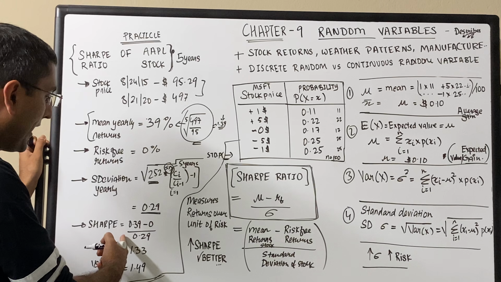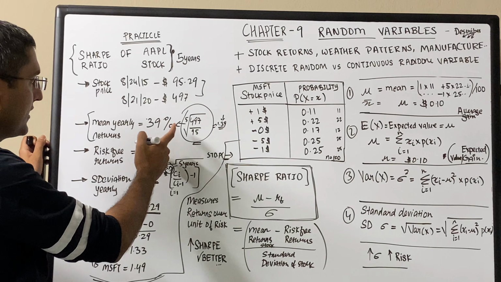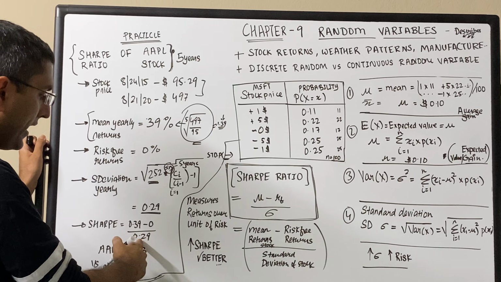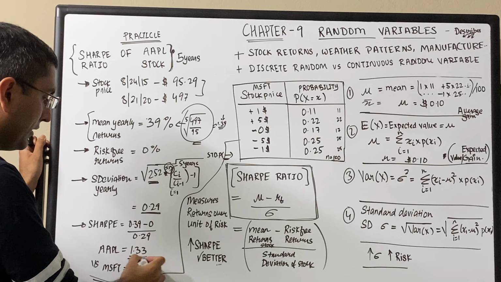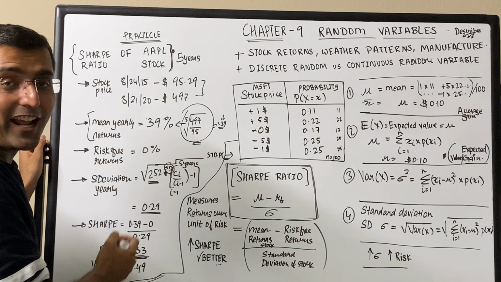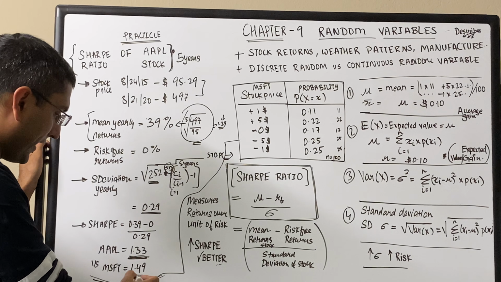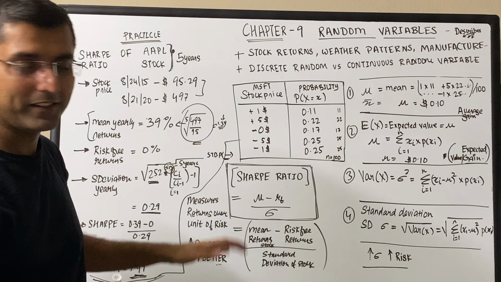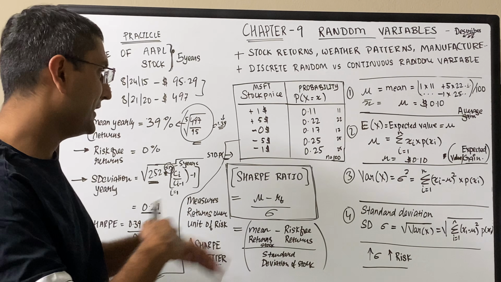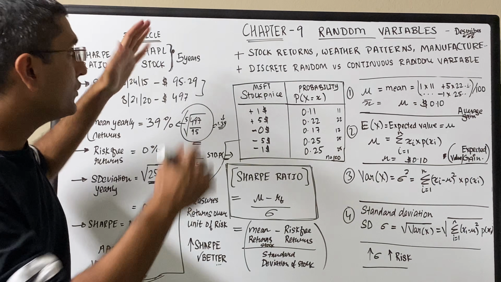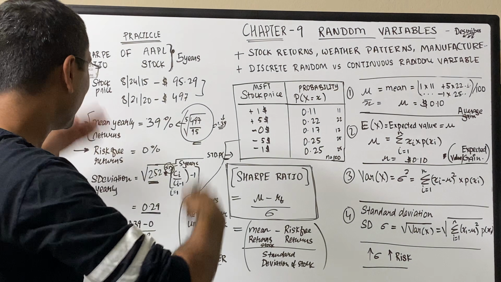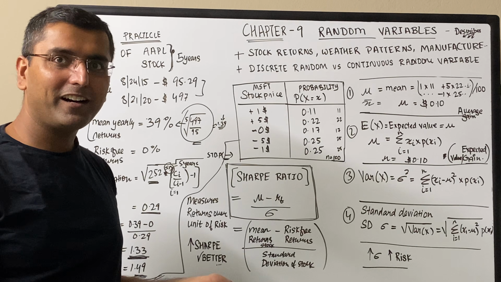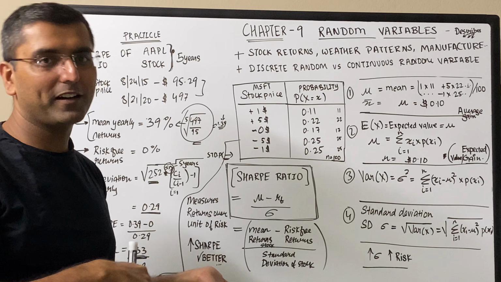And so the Sharpe ratio of Apple will be 0.39, which is the yearly return, minus 0, divided by 0.29. So Apple's Sharpe ratio is 1.33. And I did the same for Microsoft, and it's 1.49. The higher the Sharpe ratio, the better the investment, at least for this one variable. There are many other variables you should be looking at. This is not investment advice, but we use random variables to evaluate whether Apple was better or Microsoft was better.